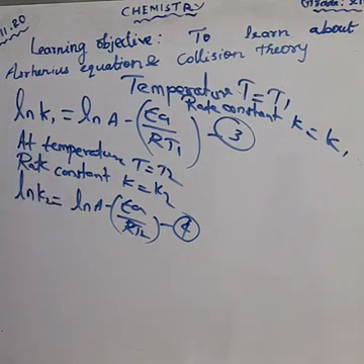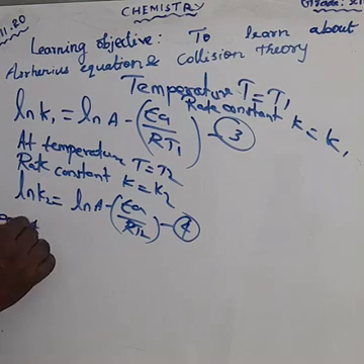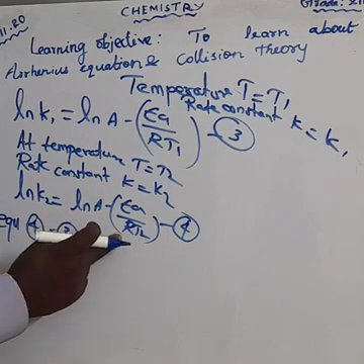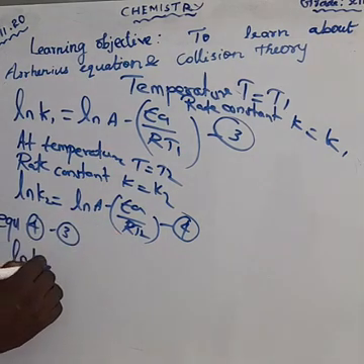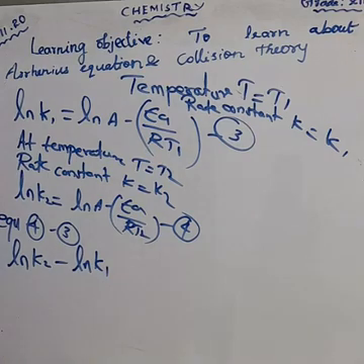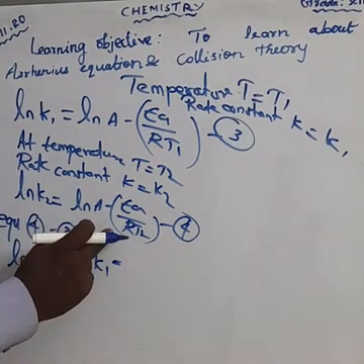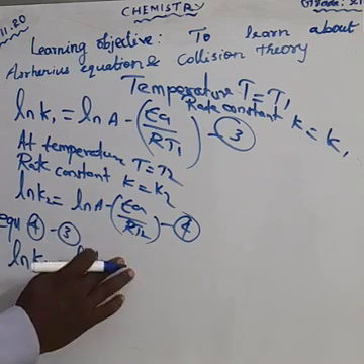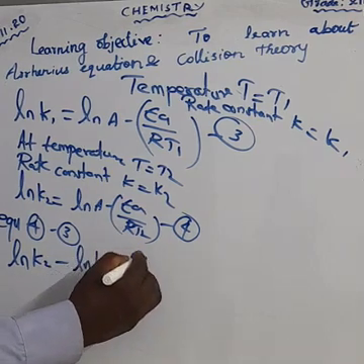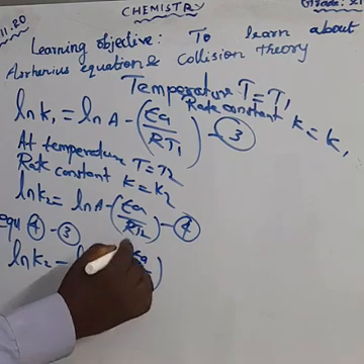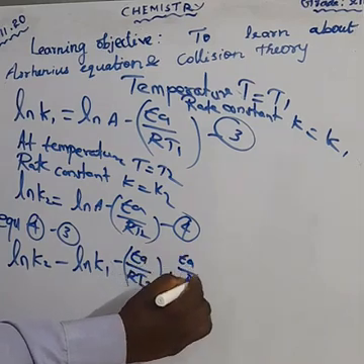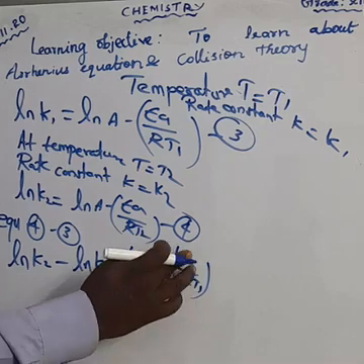Equation 4 minus 3. First write equation 4, ln K2, minus equation number 3, ln K1. ln K2 minus ln K1 is equal to minus EA by RT2 plus EA by RT1.